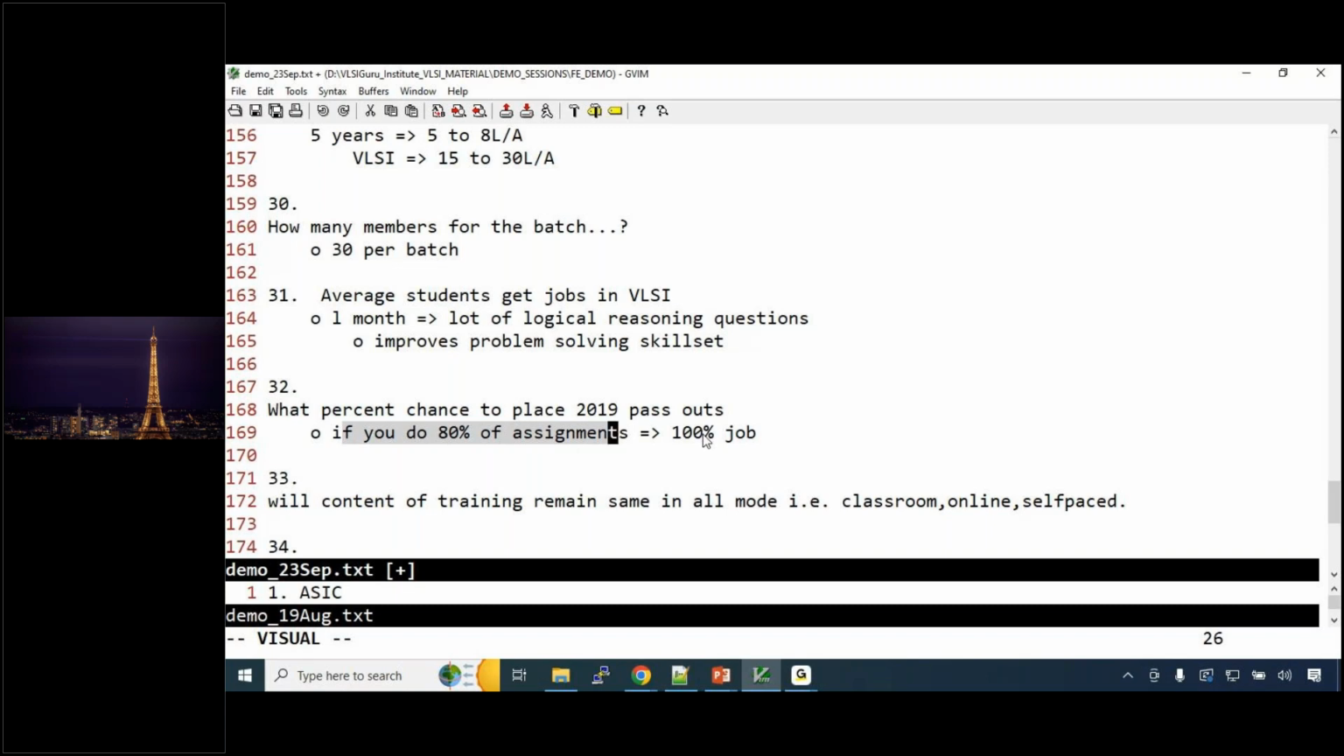But from my side, I'll give you that assurance. If you complete 80% of the overall assignments, let's say Verilog is there, digital is there, SystemVerilog is there, UVM is there, project is there. Out of that, whatever assignments are there, you complete 80% of the total assignments, I'll give you a job. It is because I know that if you complete this many assignments, you are good with the subject. Then I can confidently refer your resume anywhere.